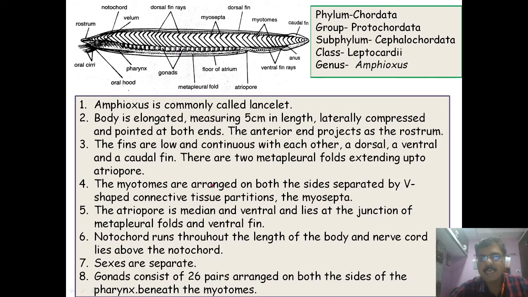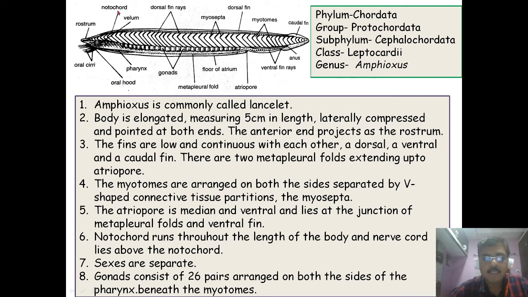Before discussing the characteristic features, we will discuss the classification, that is phylum Chordata, group Protochordata, subphylum Cephalochordata, and class Leptocardii. This class is a very small class and it is not again divided into orders, and therefore we come directly to the genus, that is Amphioxus.